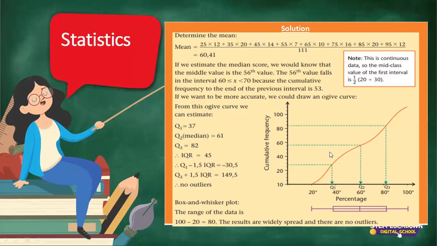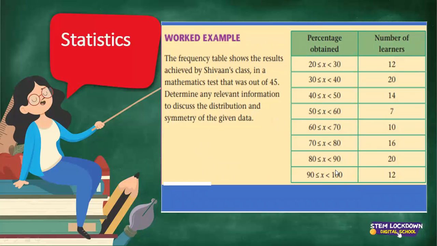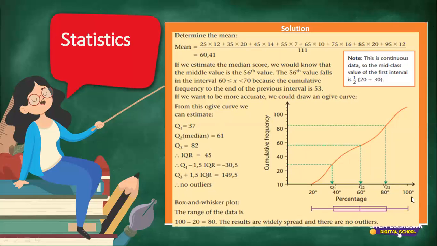So with this ogive, we can also create our box and whisker diagram. Remember, in a box and whisker diagram, there was the maximum value. We can find our maximum value from the table. The maximum value is around 100, something very close to 100, but not exactly 100. So our maximum value will be somewhere here, then our Q3, Q2, Q1, and the minimum. With the ogive, we can create our box and whisker.